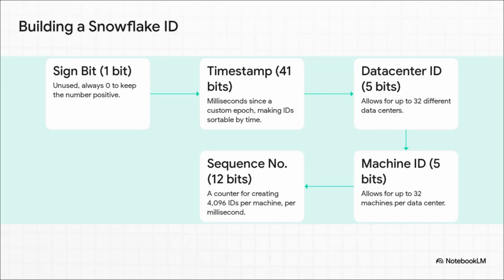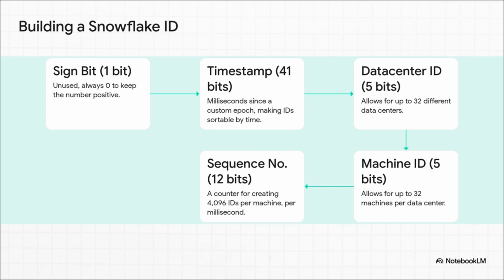Okay, so here's the blueprint. That first bit, don't worry about it. It's just a sign bit, always set to 0 to keep the number positive. Now the next 41 bits, this is the magic ingredient. It's a timestamp, measured in milliseconds from a specific start date. This is what makes every ID sortable by time, right out of the box.